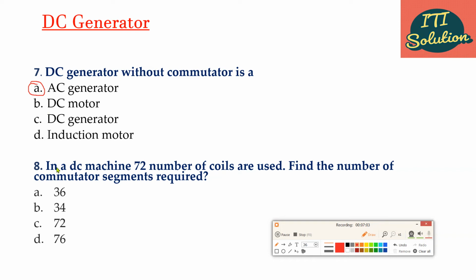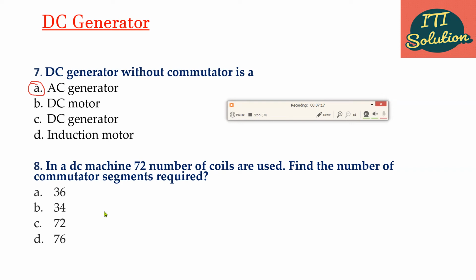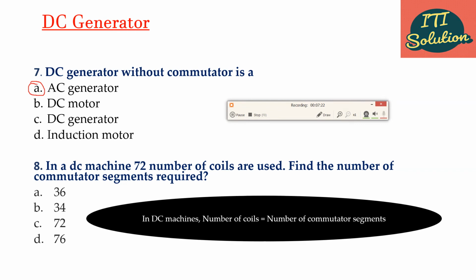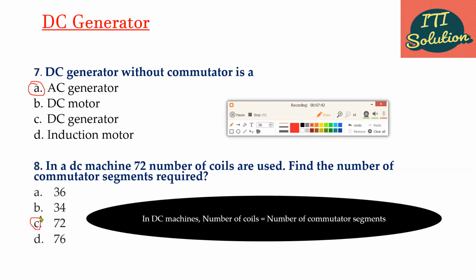Next question. In a DC machine, 72 coils are used. Find the number of commutator segments required. Option A, 36, option B, 34, option C, 72, and option D, 76. Formula: in a DC machine, number of coils is equal to number of commutator segments. The number of coils is 72, so the number of commutator segments is also 72. Option C is the correct answer. Clear?